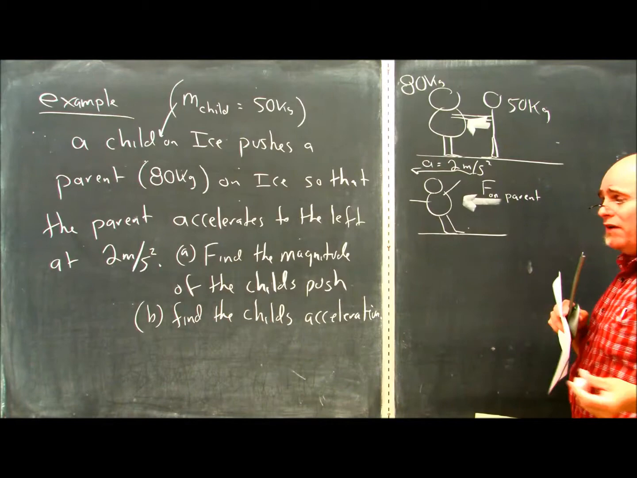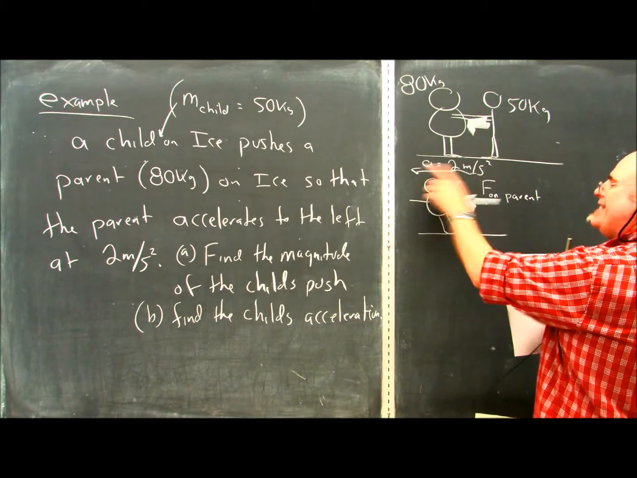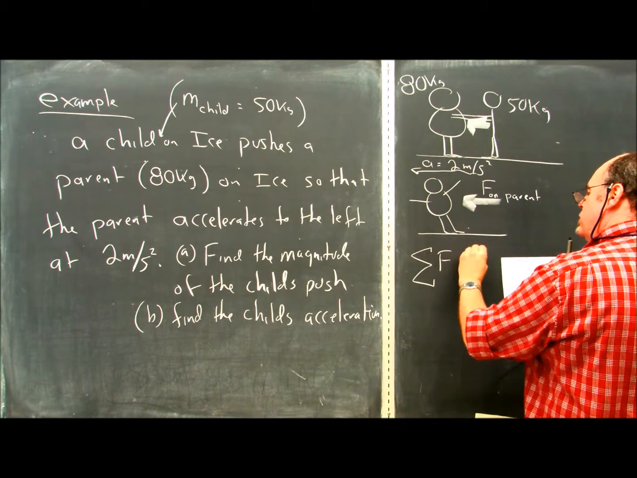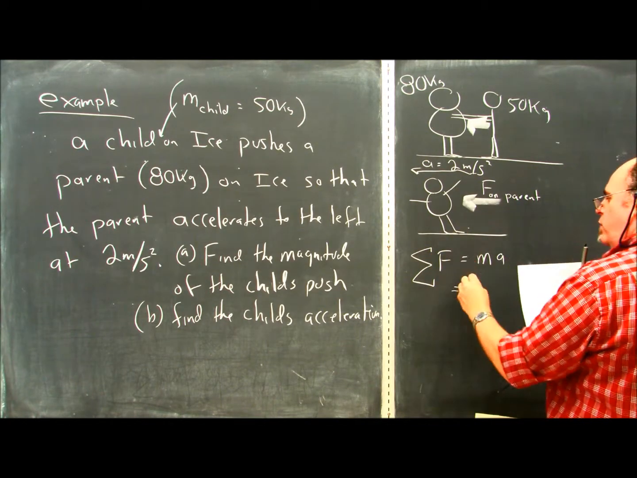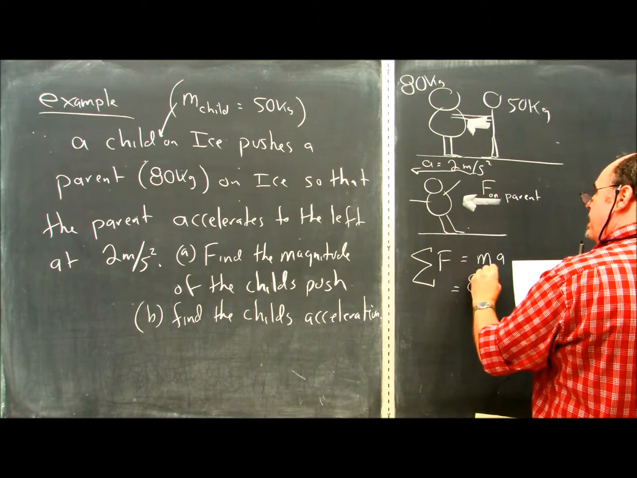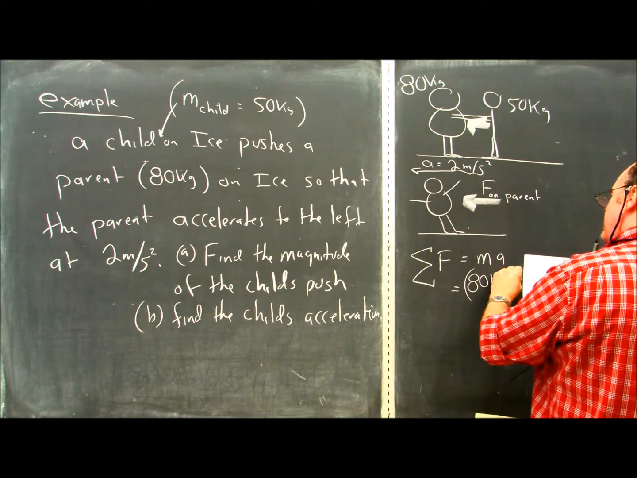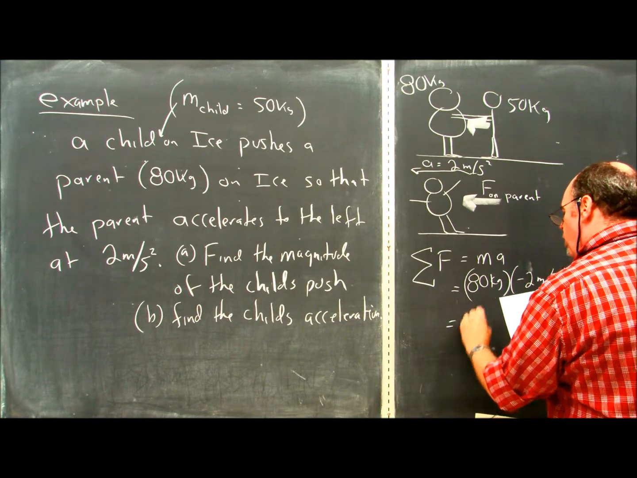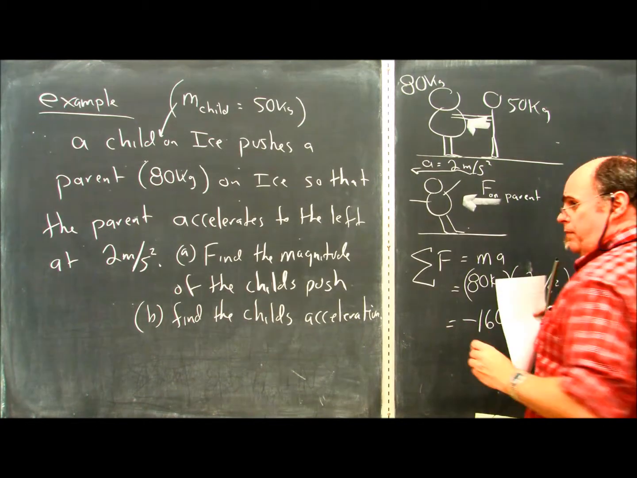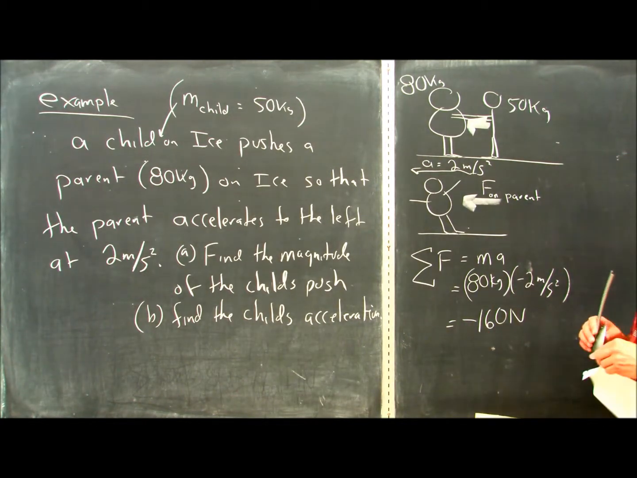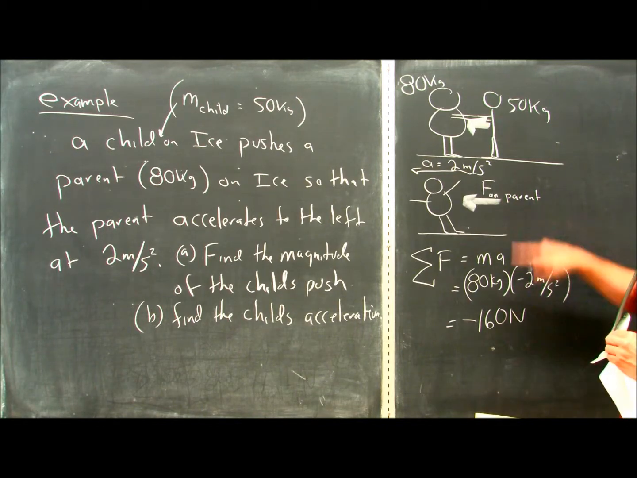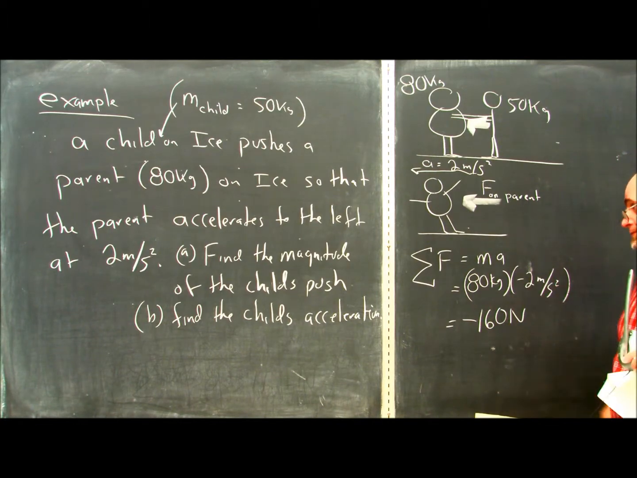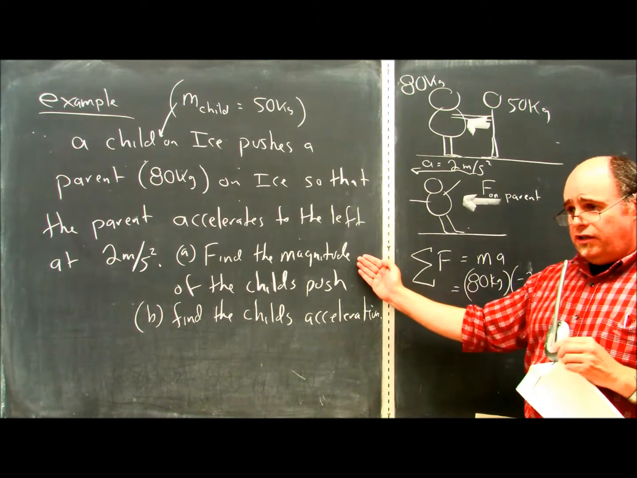Well, we can calculate what that force is because we know if the parent is accelerating to the left, they have to have a net force on them. So the net force is going to be equal to ma, and we could say the net force is going to be 80 kilograms times a. In this case, a is a negative 2 meters per second squared. So this comes out to be a negative 160 newtons of force. So the child pushed on their parent in a fun-loving way with a force of negative, meaning going to the left, 160 newtons. Okay, so that's how much the child applied a push.